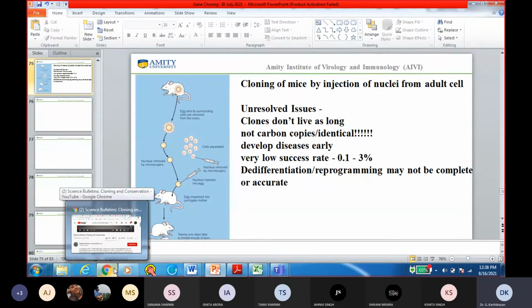So this cloning has a lot of implications, right? Let me throw a question at the class. Can we clone humans? I'm going to give this to the class. Can we clone humans? Devanshi, we will start with you first.